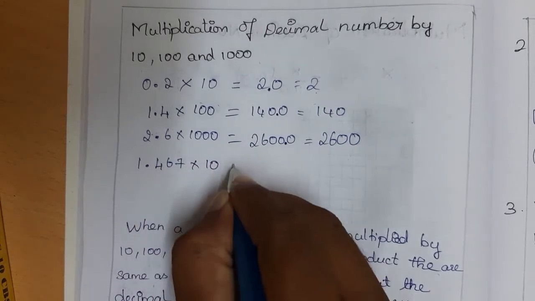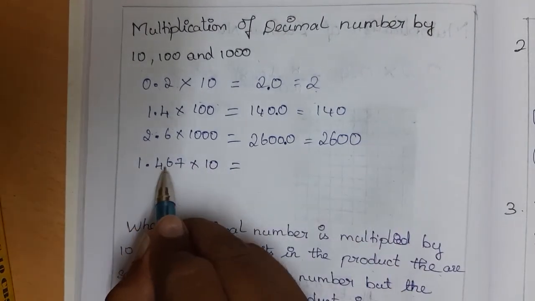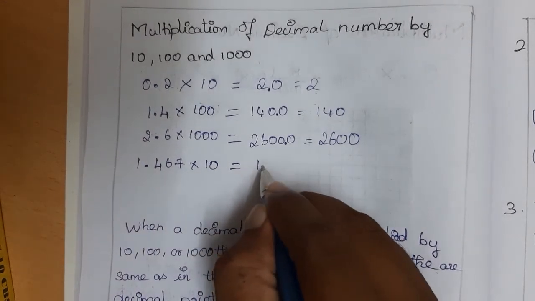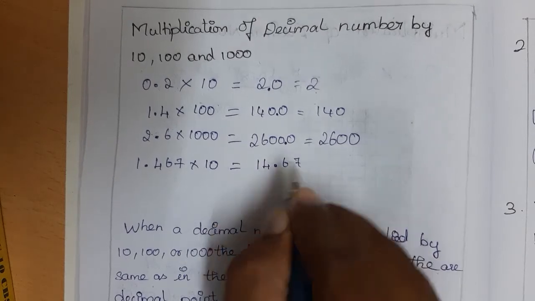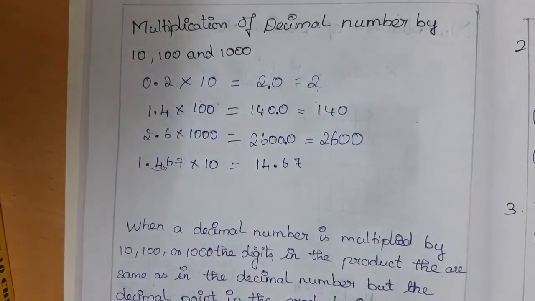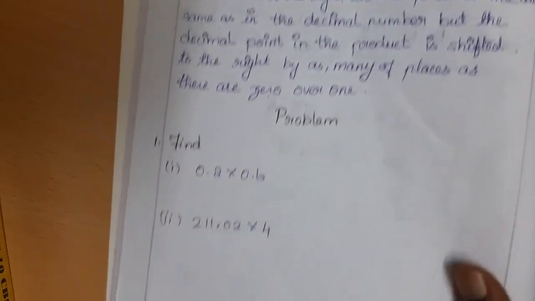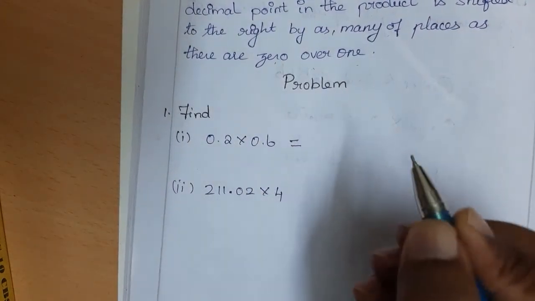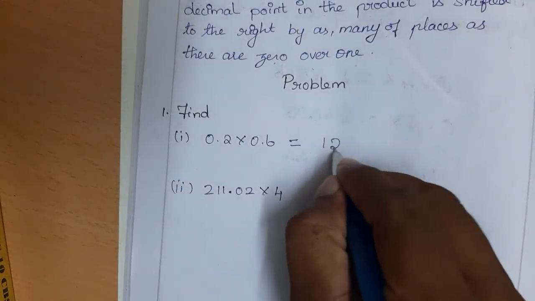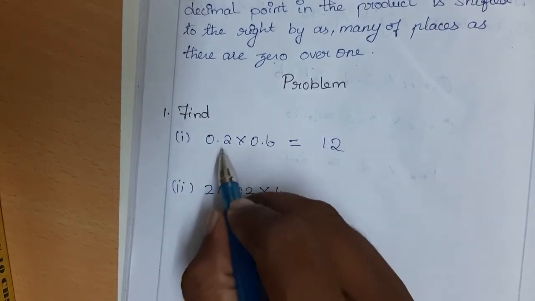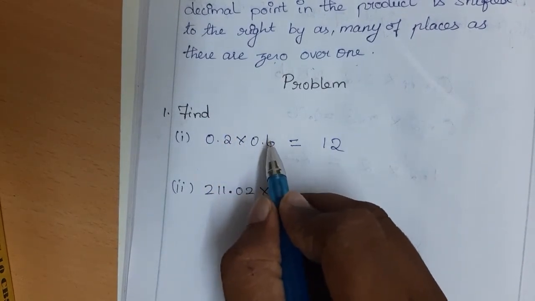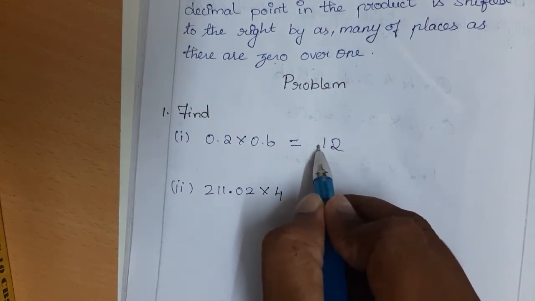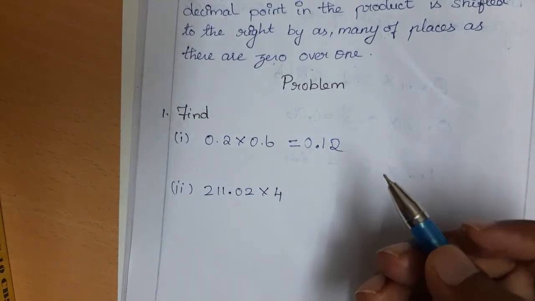1.467 into 10. So we have to move to the right. Only 1 zero is there, so we move only one digit. So it will become 14.67, right? Only one digit, so it is 14.67. Clear? So here we go for the problem. Find 0.2 into 0.6. First we will do the normal multiplication. 6 twos are 12, and there are 2 decimal digits, so from the right side we move 2 digits. So the decimal will be here, so 0.12, right?